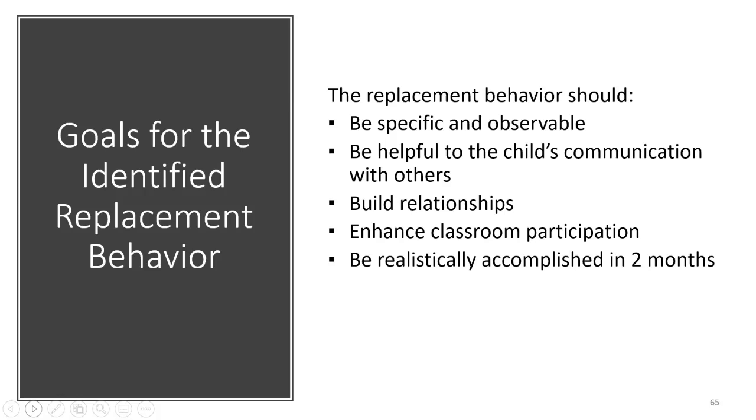The replacement behavior should be specific and observable. We want to make sure that we can collect data that our prevention strategies are working. We want the replacement behaviors to be helpful to the child's communication with each other and build relationships and enhance classroom participation. We are here to help the child be successful and feel competent. And we need to be realistic that the goal should be accomplished in 2 months. We're not going to see results in 1 or 2 days. Maybe we will, but we can't expect to.